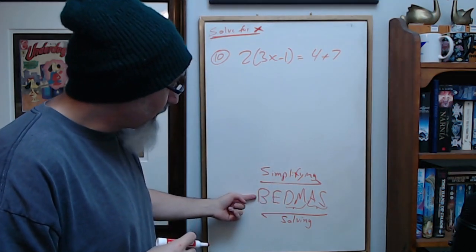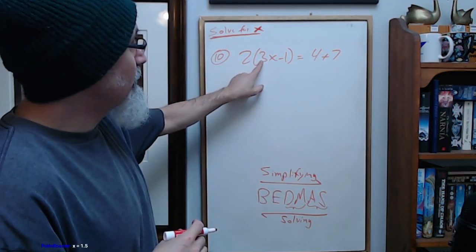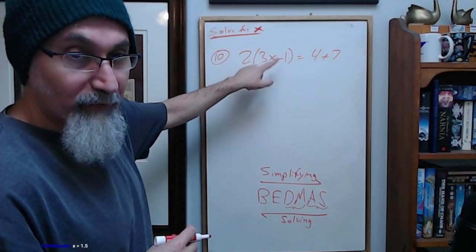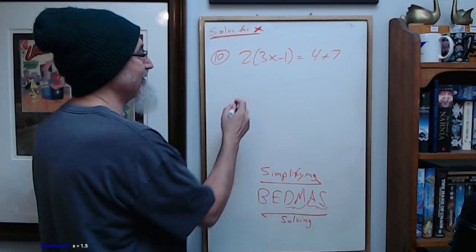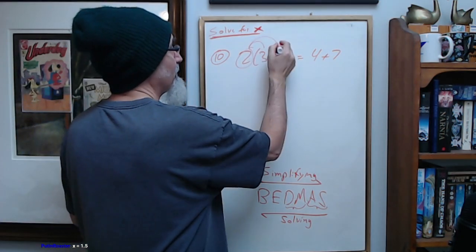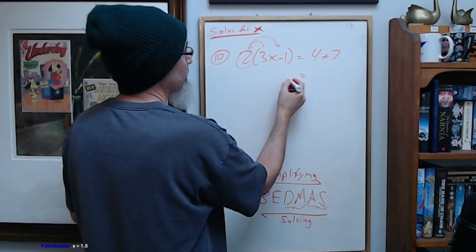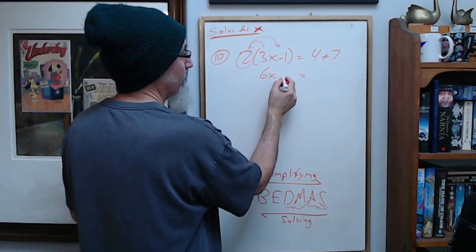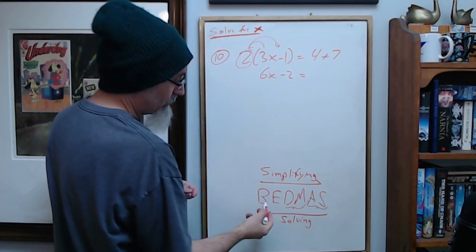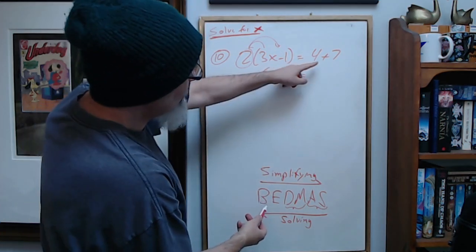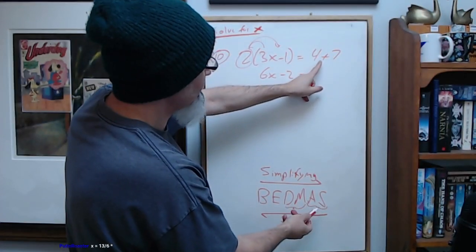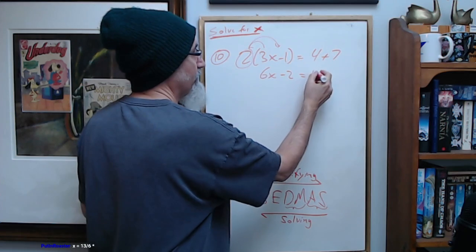So we're going to deal with brackets first. Do we have brackets? Yes, we do. What does a number in front of brackets mean? It means the number in front multiplies. So the 2 multiplies here and multiplies here. Line up your equal sign. So 2 times 3x is 6x. 2 times negative 1 is negative 2. So we have no more brackets. Exponents, no. Division, multiplication, no. We've got addition, subtraction. Yep. 4 plus 7 is 11. Cool.